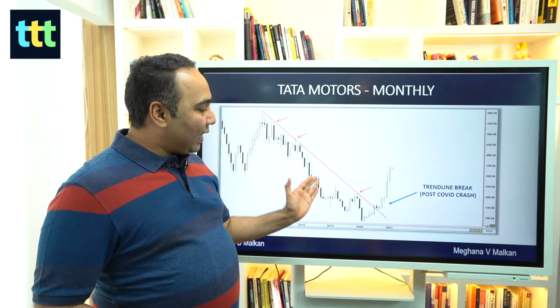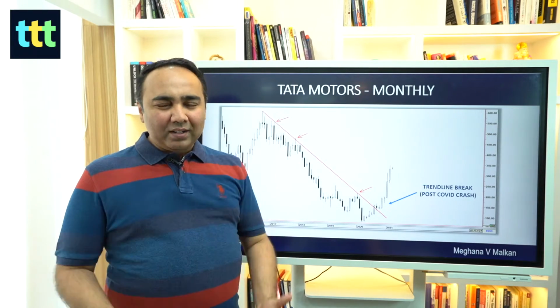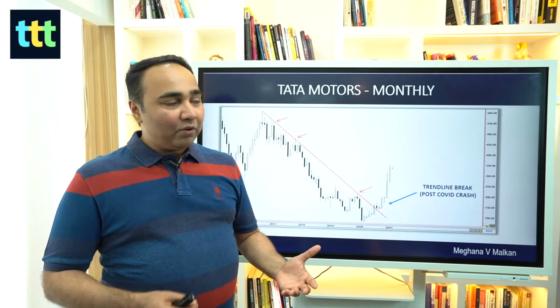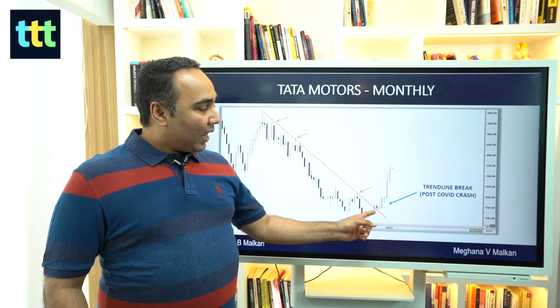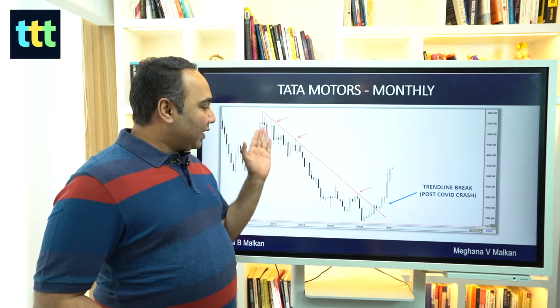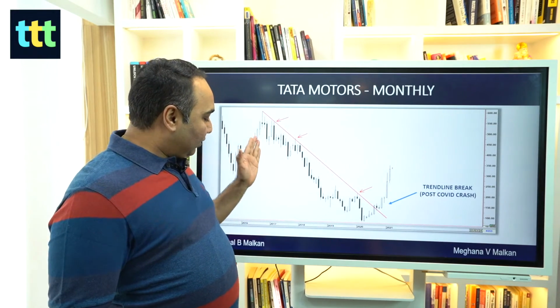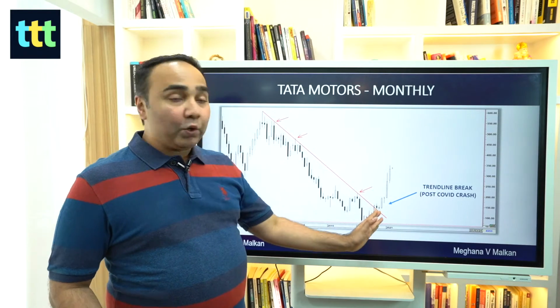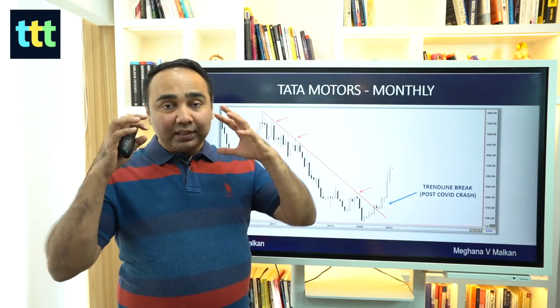You can see a simple trend line break. Tata Motors, which was in a strong downtrend in the last few years, broke out after COVID, and look at the move which it produced with a simple trend line from 2017, 18, 19 and 20, right? So this video explains to you about trend lines.